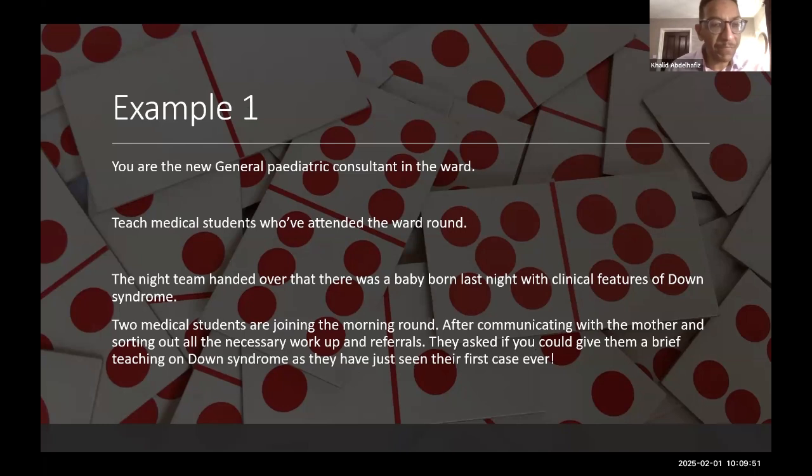This is the task. You are the general pediatric consultant on the ward. This is exactly how it will be on the assessment. You will be given a role: you are the pediatric consultant. The task is to teach medical students who've attended the ward round. A little bit of context: the night team handed over a baby born with clinical features of Down syndrome, and there are two medical students joining the morning round who want to learn about Down syndrome.